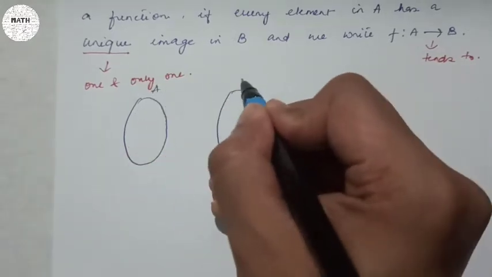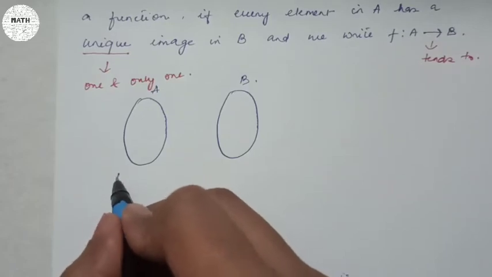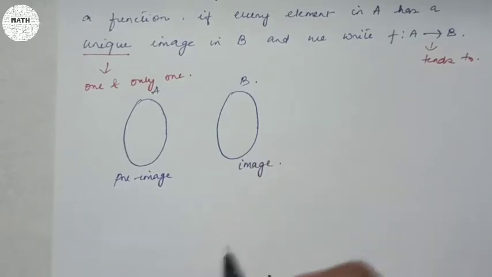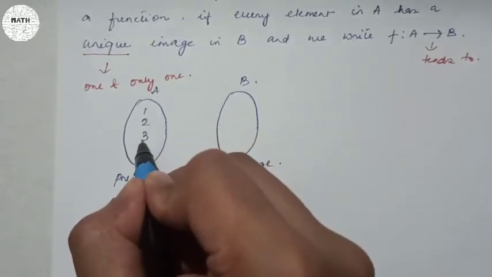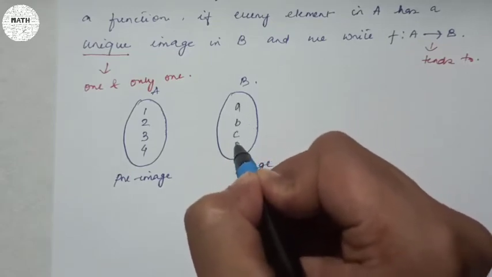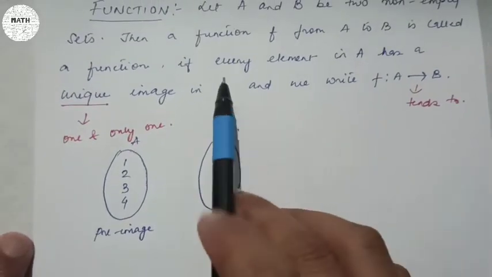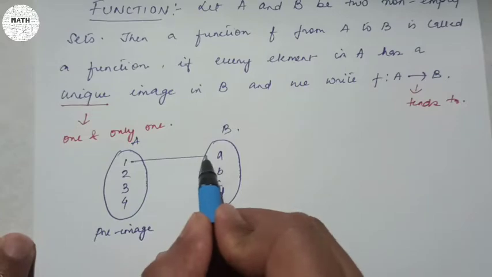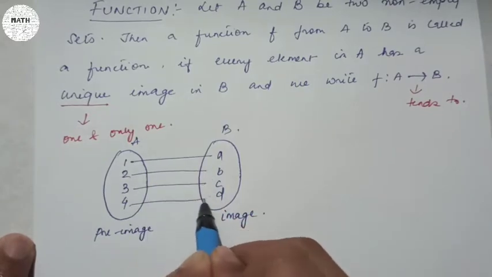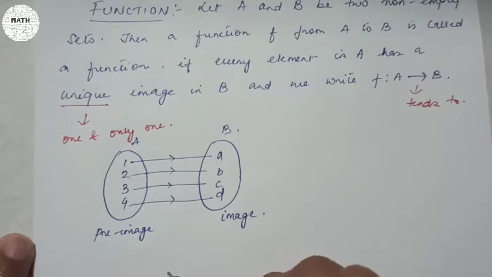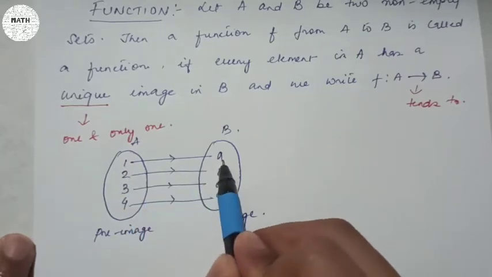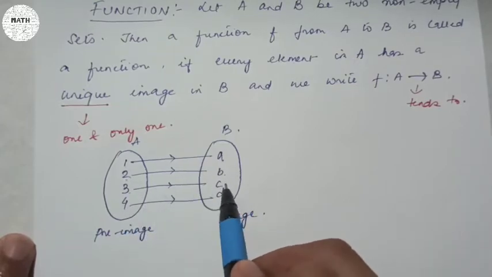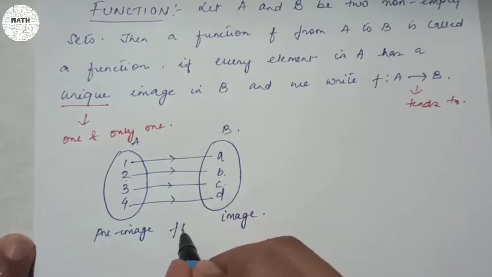Let me consider this one to be A and this one B. Your set A is your pre-image, and your set B will be your image. Inside it, let me give numbers 1, 2, 3, 4 in A, and a, b, c, d in B. Now, if every element in A has a unique image in B, it looks like this. If you can see, 1 got exactly one image, 2 got exactly one image, 3 got exactly one image, 4 got exactly one image.